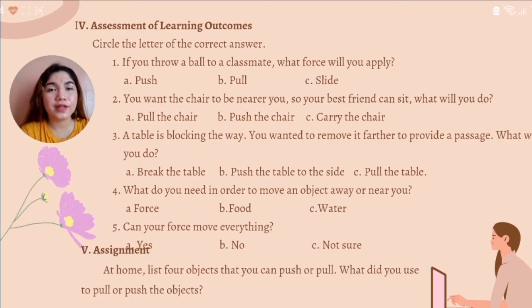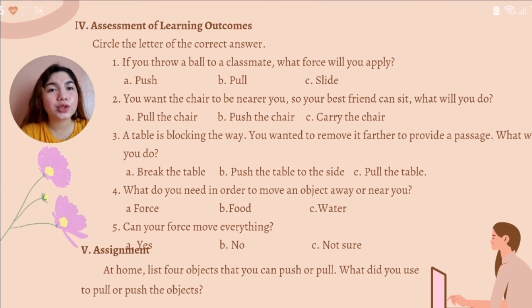And then we have the fourth one. Fourth one, it consists of assessment of learning outcomes. So the assessment of learning outcomes is how a teacher assesses students if they have learned something. So the example here is circle the letter of the correct answer.